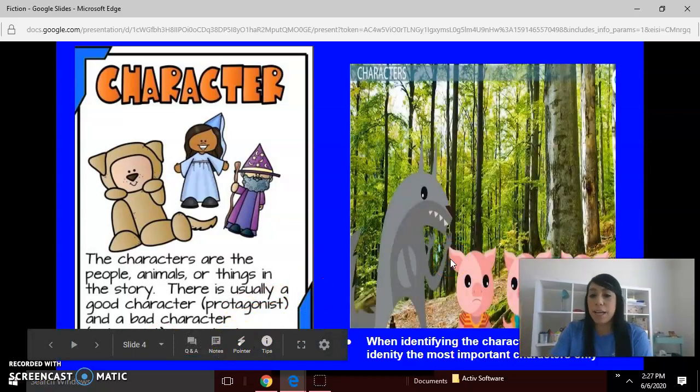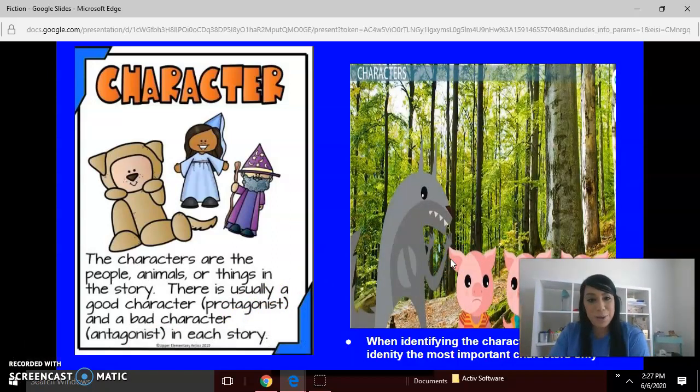Okay, if you guessed the wolf and the three pigs, you are correct. Yes, those are our main characters. Even though the grandma is part of the story, she's just part of the story for a very short bit, for like a page or two, so that doesn't make her a main character. The wolf and the three little pigs are in most of those stories, so those would be considered our characters. Excellent.